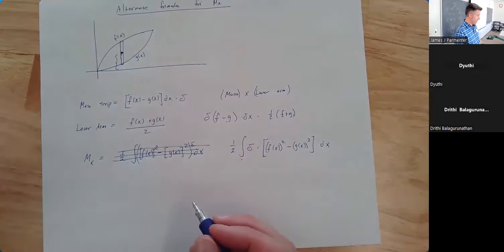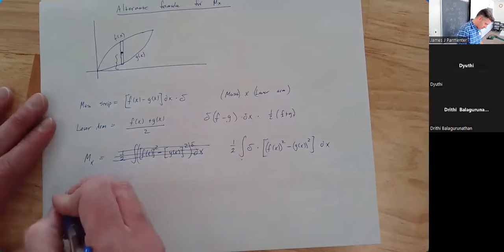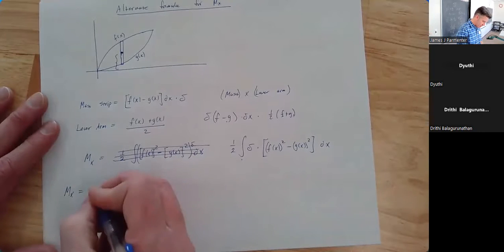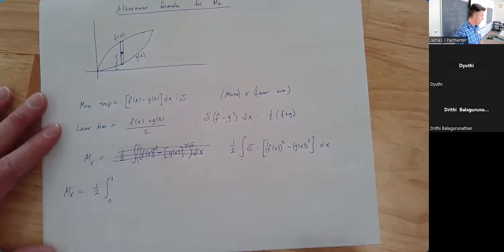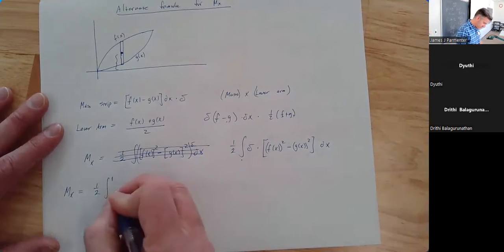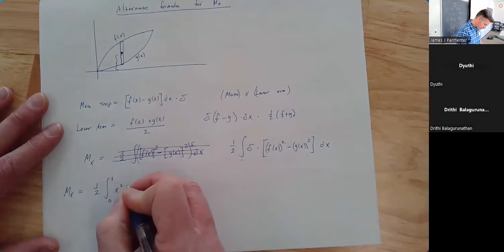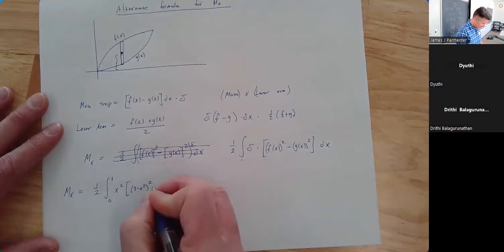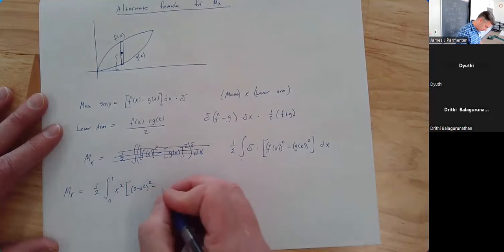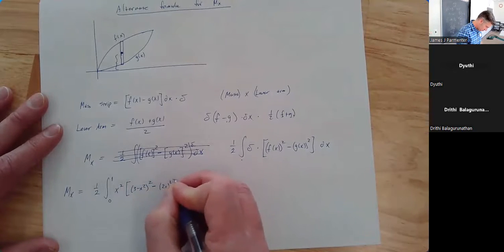So back to our previous example, our moment around the x-axis is going to be 1/2 times the integral from 0 to 1. And then our top function was, what was it, 3 minus x squared? Yeah, it was 3 minus x squared. Oh, don't forget the density. The density was x squared. And the top function was 3 minus x squared, and we have to square it, minus the bottom function, which was 2x, and we have to square it.